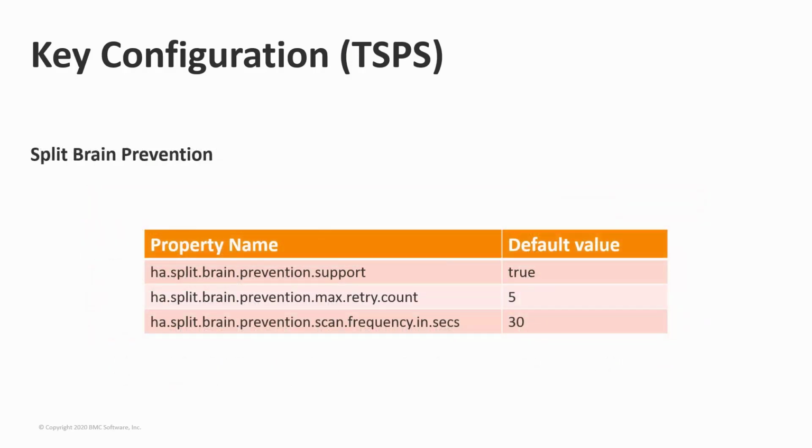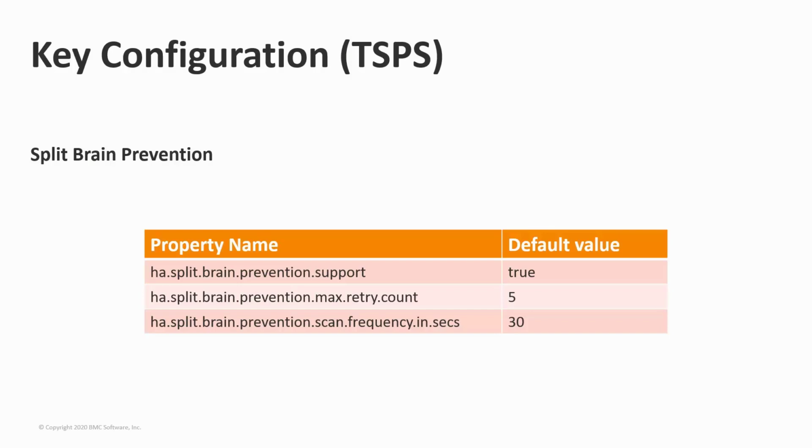As already mentioned, a split brain occurs when both primary and secondary are active. The prevention properties shown here are there to help avoid a split brain from occurring. By default, split brain prevention is enabled. The max retry property is the number of retries to check for the remote node status.